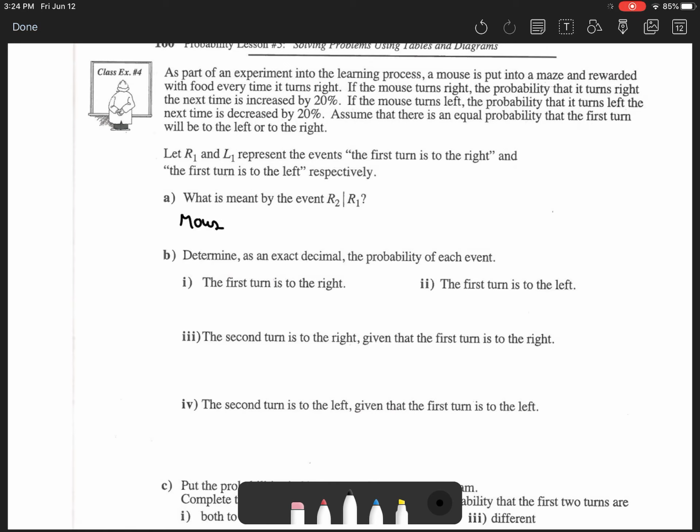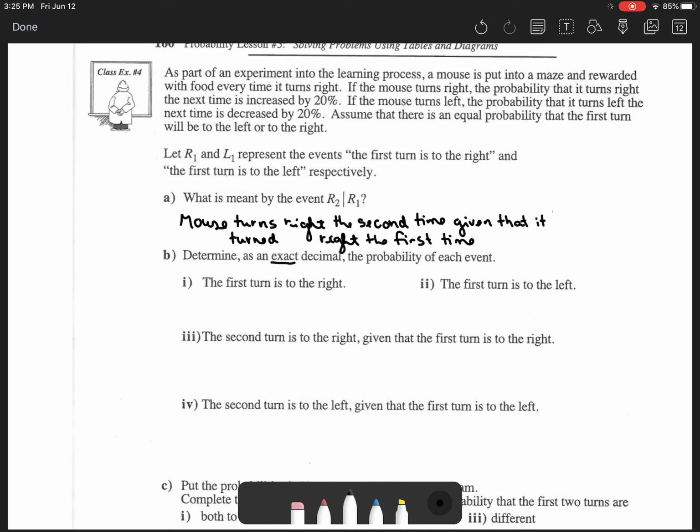So that's what that means. If you want me to write that down, I can. Okay, so the mouse turns right the second time, given that it turned right the first time. So that's the notation there, and what is being notated.